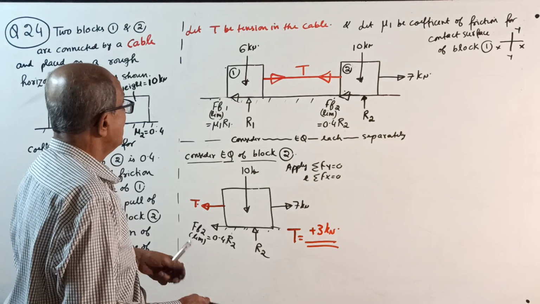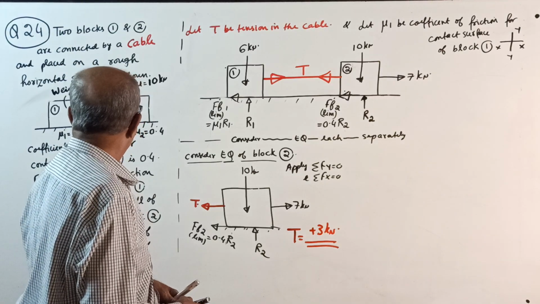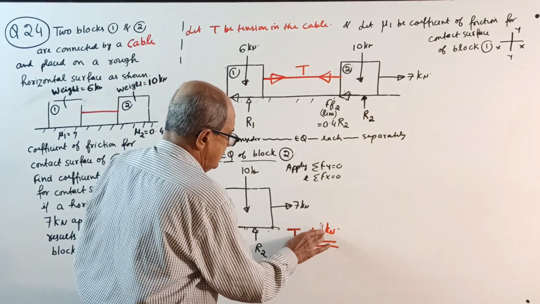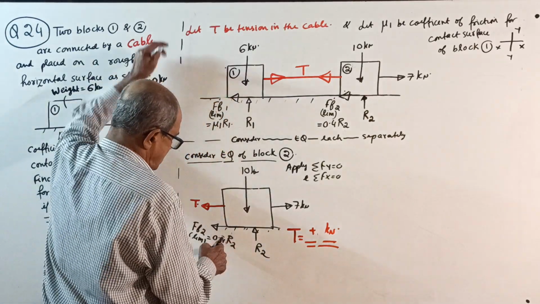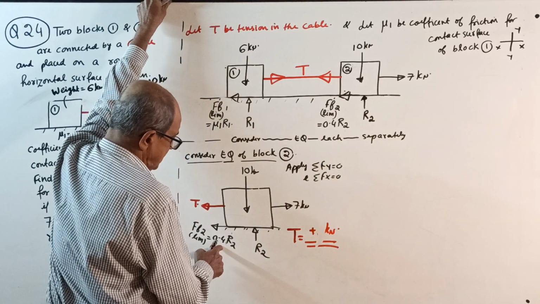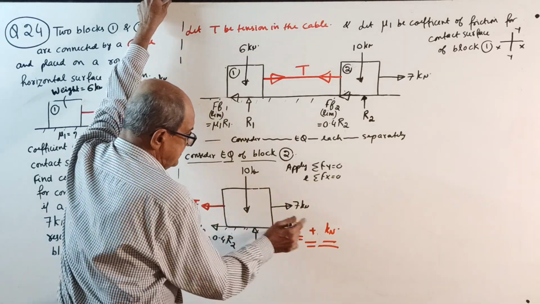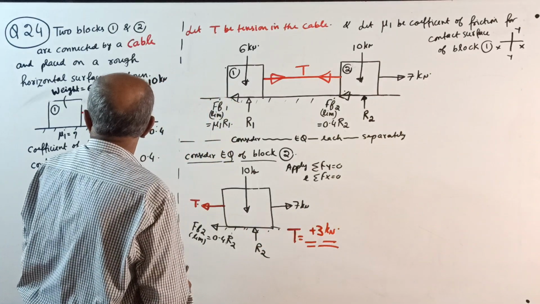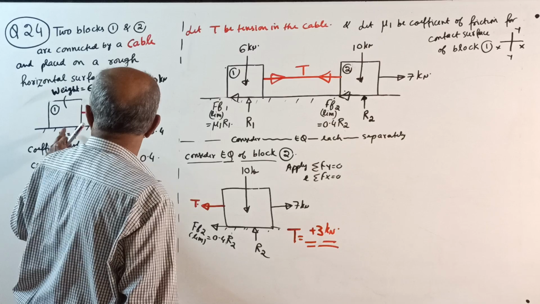Okay, that's over. 3, correct? 10 into 0.4 is 4 kilonewton. So T will come 3 kilonewton, correct? It will come 3 kilonewton.